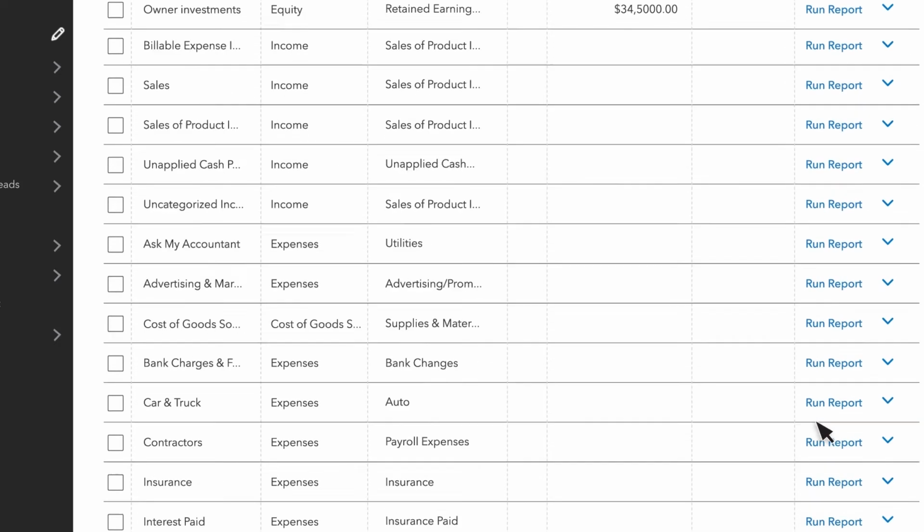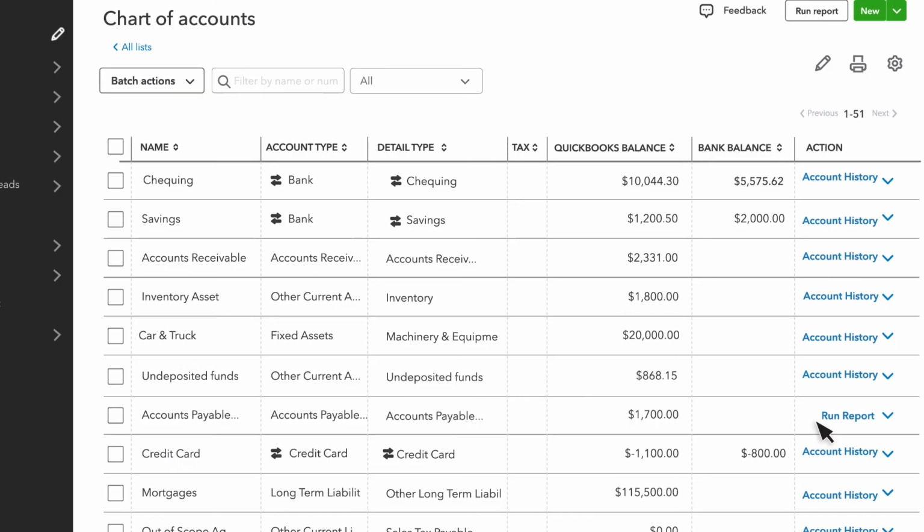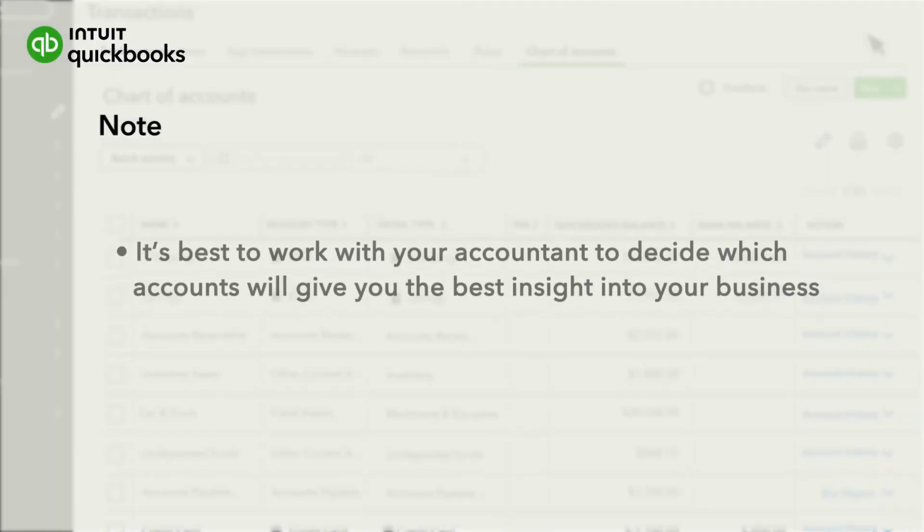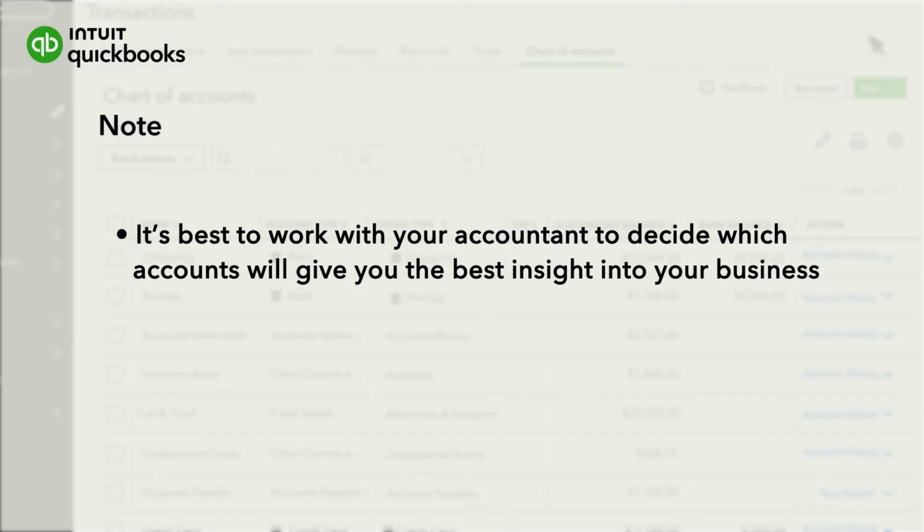QuickBooks comes with many accounts already set up for you. However, you'll probably want to add some more. When you do, you can add them here by selecting New. Your accounts don't have account numbers by default, but you can learn to turn on account numbers by checking this video. Note that it's best to work with your accountant to decide the type of accounts that give you the best insight into your business.